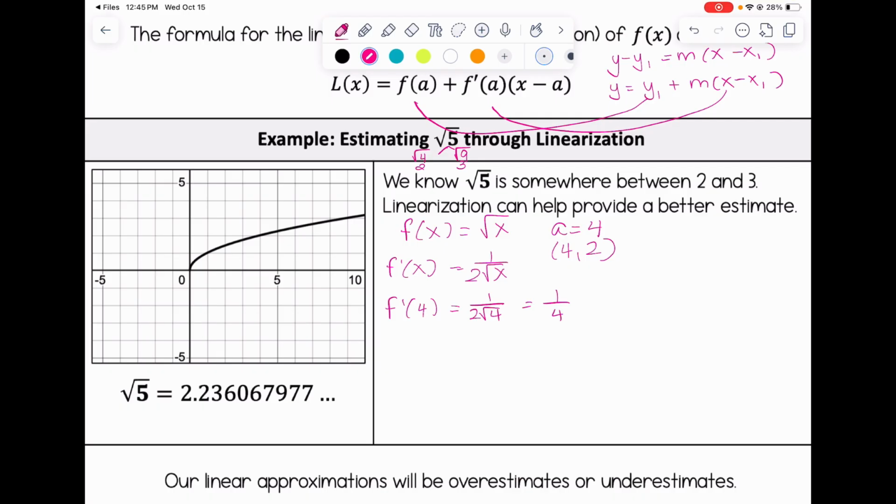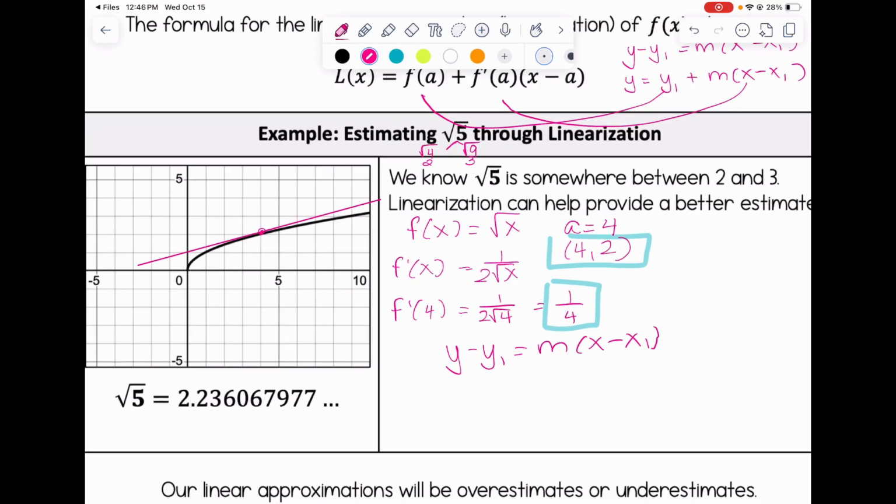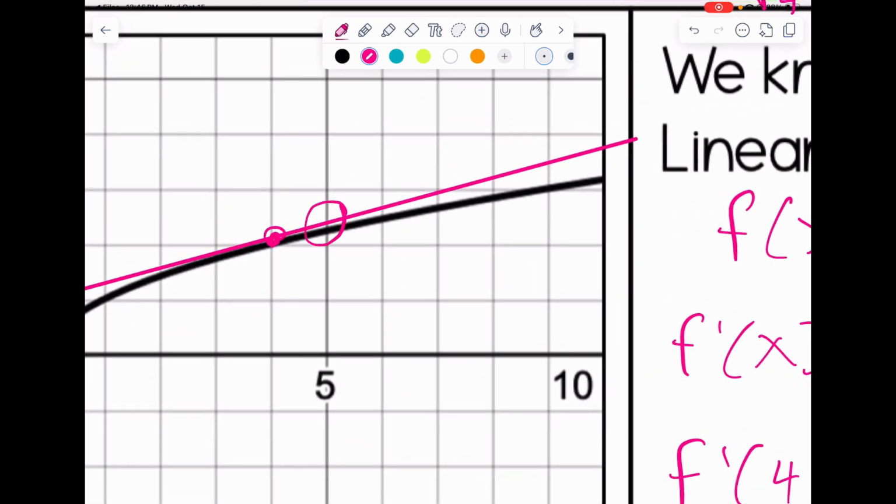So let's put this together. Let's write it in point slope format so we can make some sense of it. To use the point slope formula, we need a point and we need a slope, and we have those two things. Here's our point, (4, 2), and here's our slope, 1/4. Basically, this is going to write the equation of the tangent line. Over on the left, if you look at the picture, we're trying to estimate what's happening at 4 here. We are writing the equation of the tangent line at 4, and you can see if I zoom in here, over at 5, the tangent line and the curve are very, very close to one another. So that's how we're coming up with an estimate.